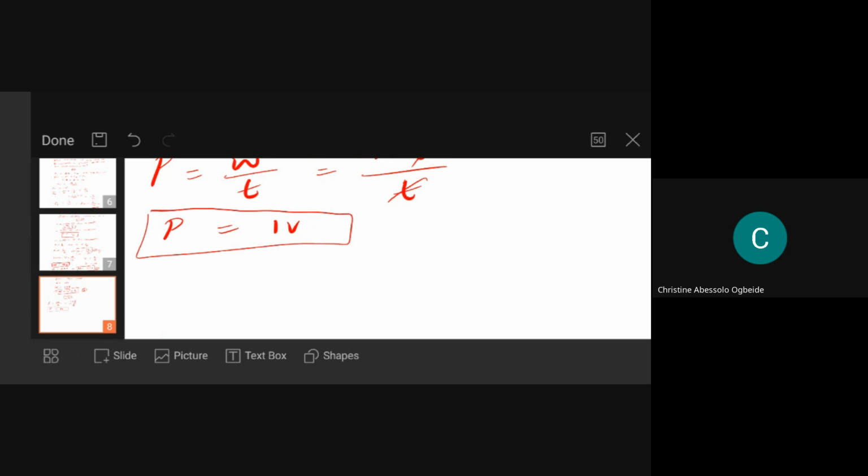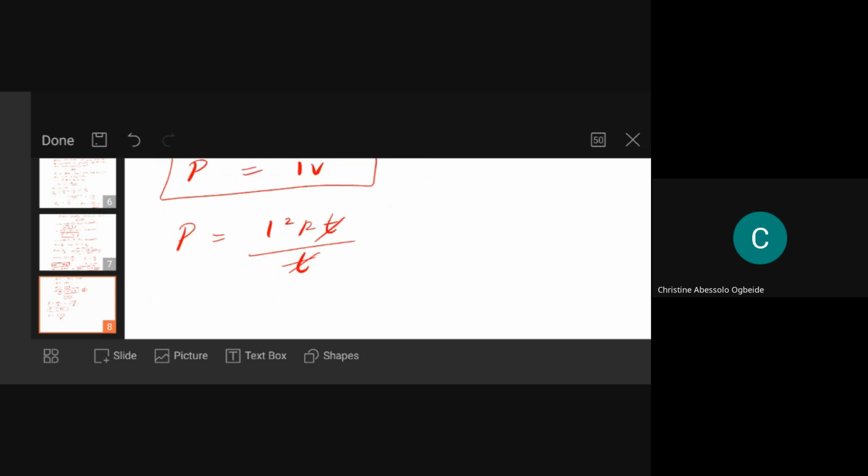But if I'm using I squared R T, it means that my power becomes I squared R T divided by what? T. Again, the T cancels out the T. I'll be having that electrical power P becomes I squared multiplied by R. So this is another relationship that is being used to calculate electrical power in an electrical circuit. So take note of these things, as they are very important, so that by the time we begin to engage them, it doesn't look like anything new is being done.